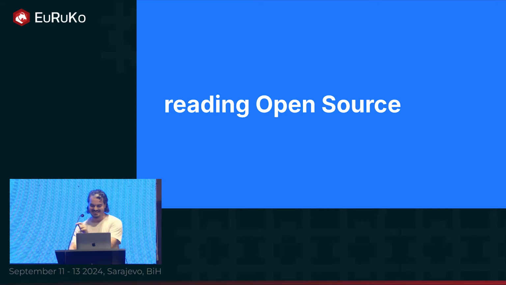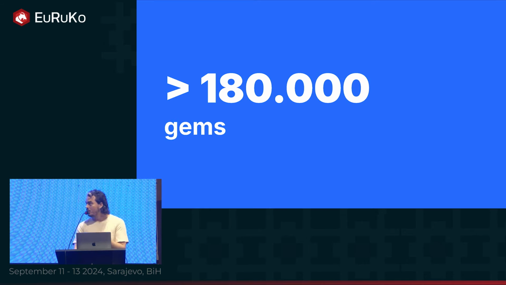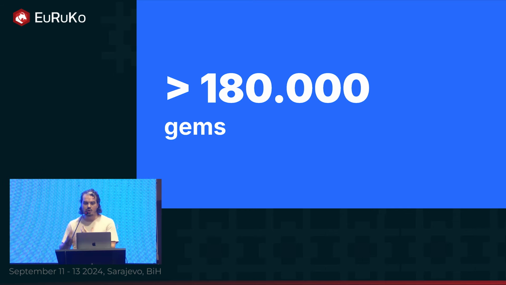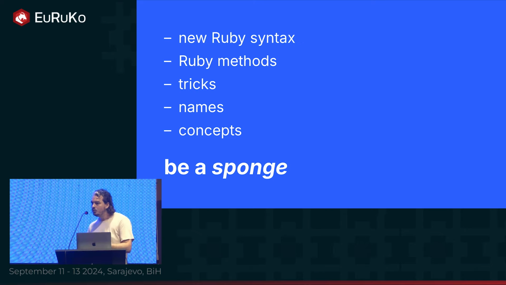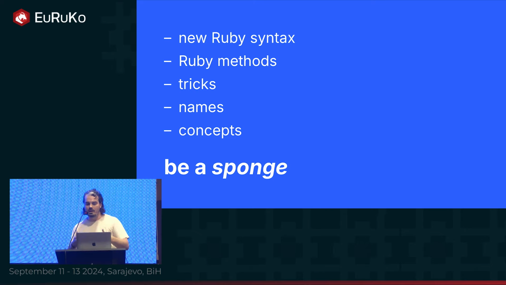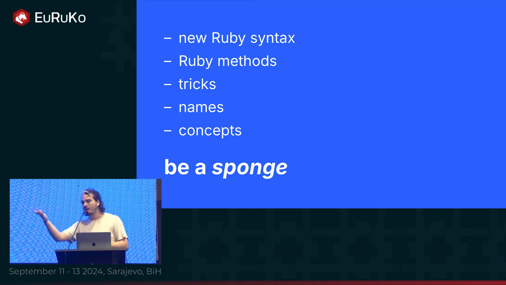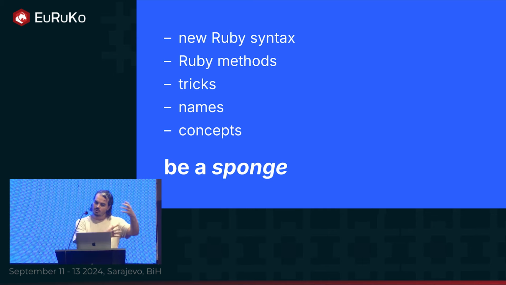Because in fact, for Ruby, there's over 180,000 gems. So there's a ton of code out there you could read and potentially learn from. And some of the things I've gotten out of this is just seeing new Ruby syntax in the wild. How are endless methods working? What do they look like? New Ruby methods like array partition. Or new tricks: here's how you can do something in a way that's a little bit more clever but still readable. Or new names, a new concept.